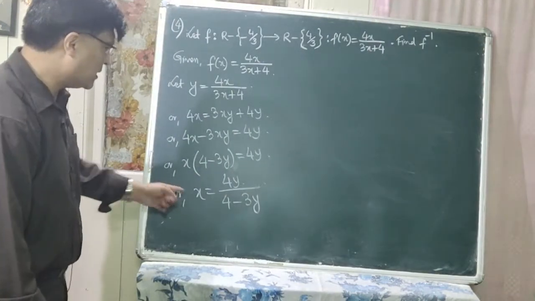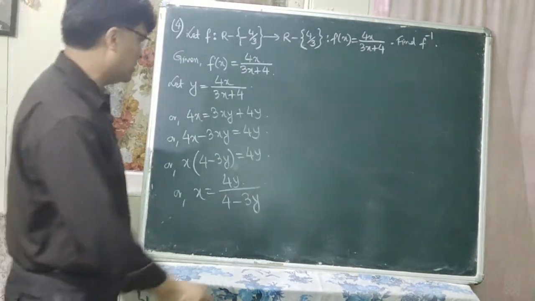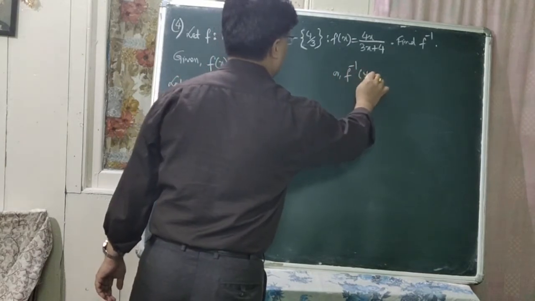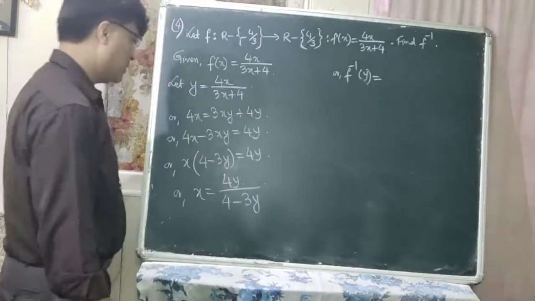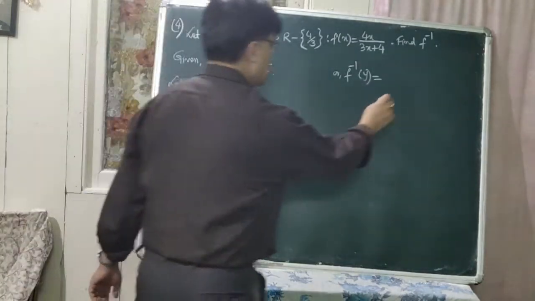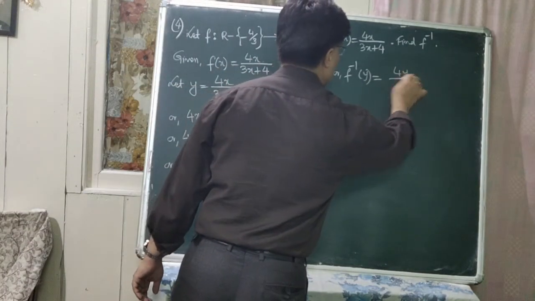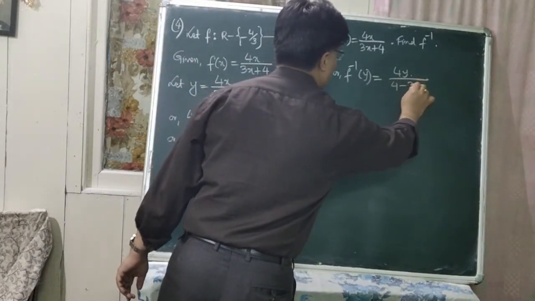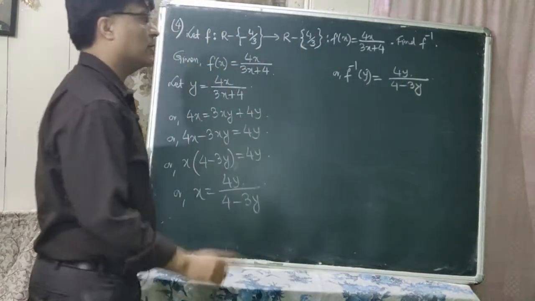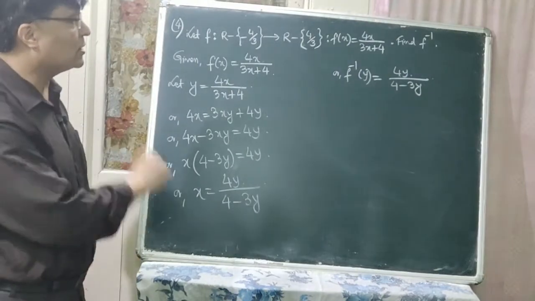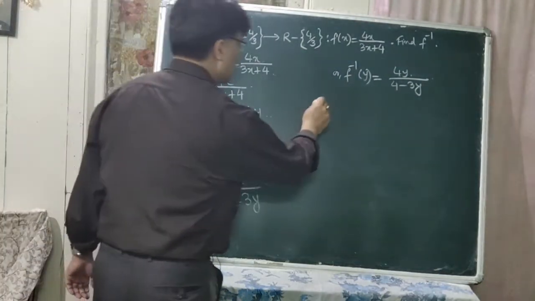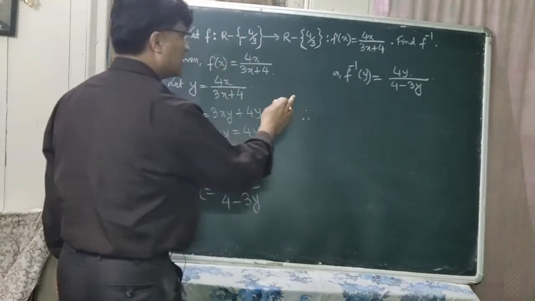That is, here x is f inverse y, isn't it? So this is your f inverse y is equal to, what is it? What is f inverse y equal to? It is 4y divided by 4 minus 3y. So I think you have understood it. So this is the function f inverse. So therefore let us write down the answer.